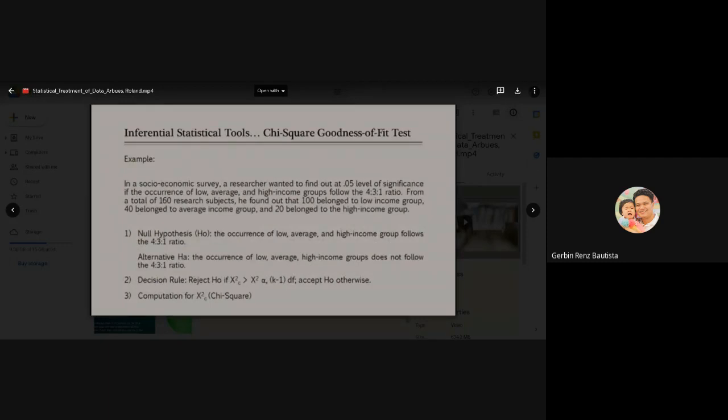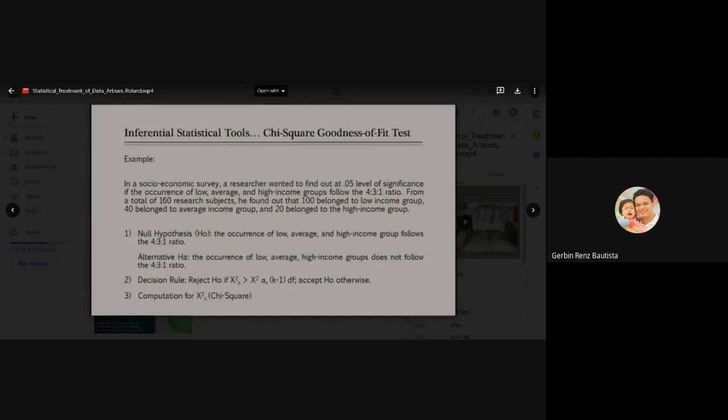Consider the following as an example of the chi-square test. In a socio-economic survey, a researcher wanted to find out, at 0.05 level of significance, if the occurrence of low, average, and high income groups follow the 4:3:1 ratio. From a total of 160 research subjects, he found out that 100 belonged to the low income group, 40 belonged to the average income group, and 20 belonged to the high income group.